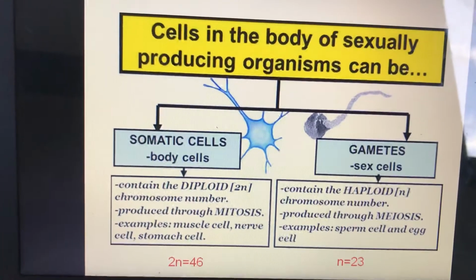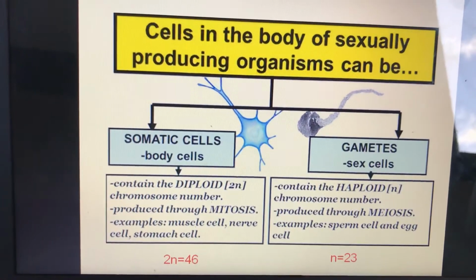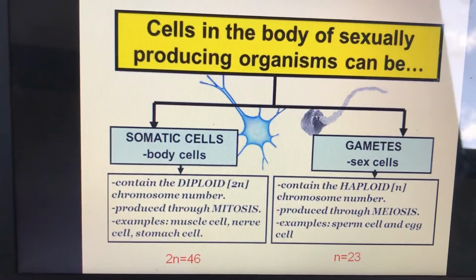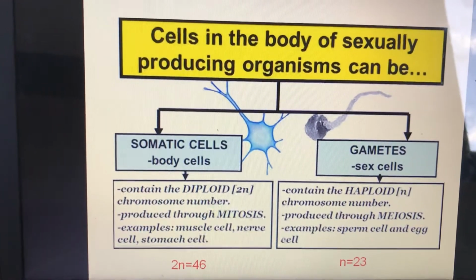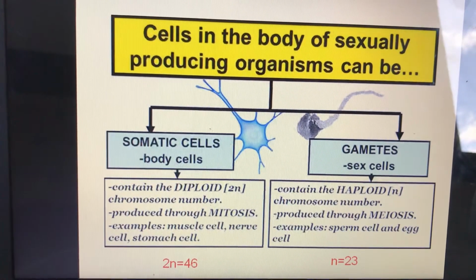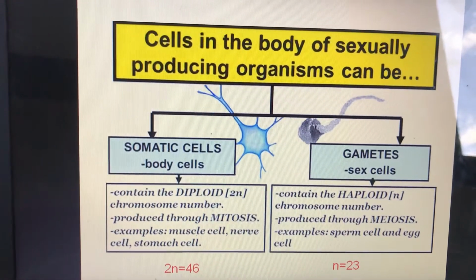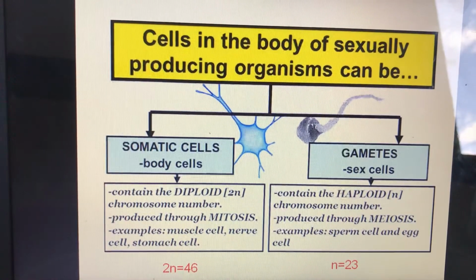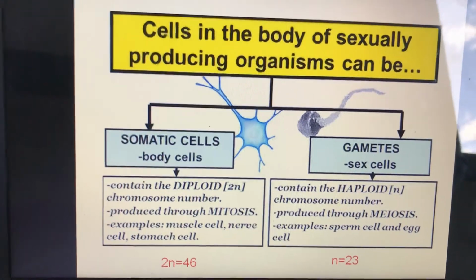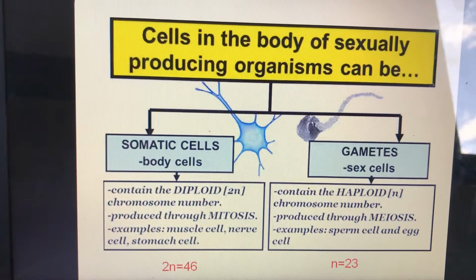So any of your body cells, the nerves, the muscle cells, the stomach cells, except of course for nerve cells, can undergo a cell division called mitosis. So one cell will divide by mitosis to give you two copies of this cell, while a gamete or sex cell is made through a different process called meiosis, and of course later on we're going to be talking about this process.